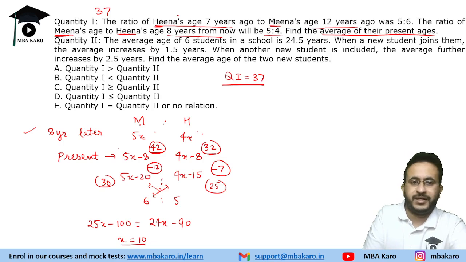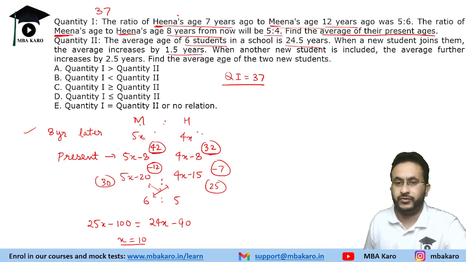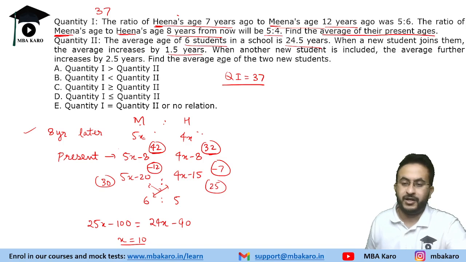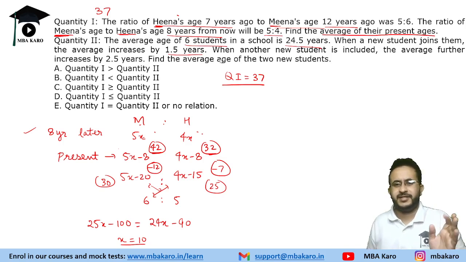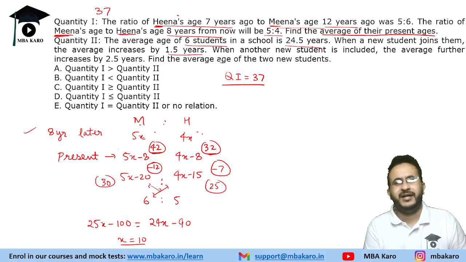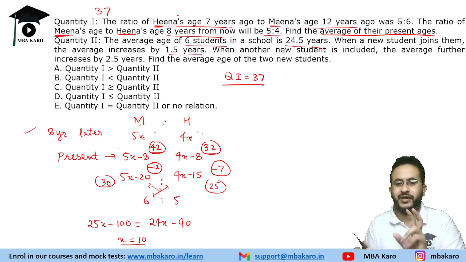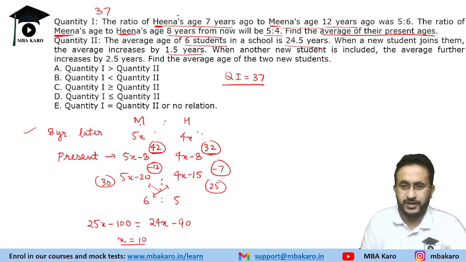Quantity 2. The average age of 6 students is 24.5 years. When a new student joins them, the average increases by 1.5 years. When another new student is included, the average further increases by 2.5 years. Find the average age of the two new students. Okay. Now, what people will do in this question is they will find the age of the 7th student and the 8th student. Ultimately, we have to find the sum of these two remaining students.